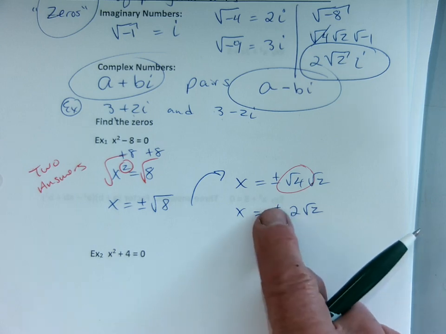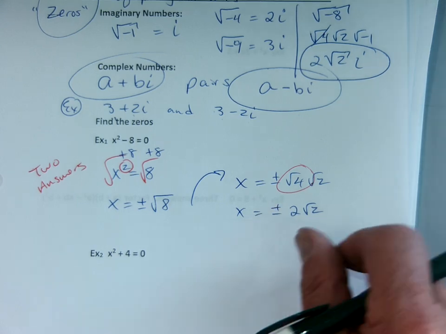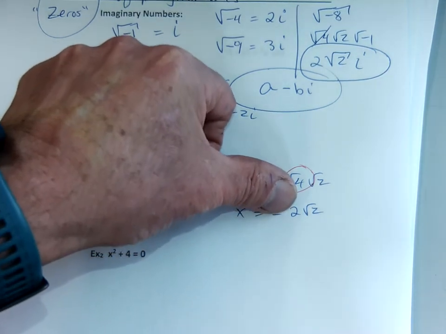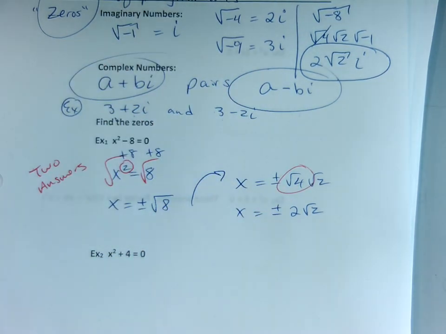That's a positive 2 square root of 2 and a negative 2 square root of 2. So I do have 2 answers. How am I doing? Thumbs up? Wait, I'll wait for you. But you guys see I have 2 answers. I have to have 2 answers because it's x squared.